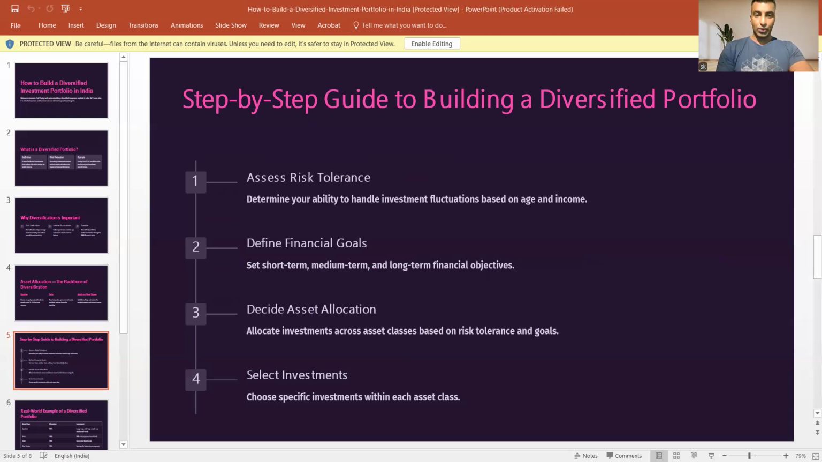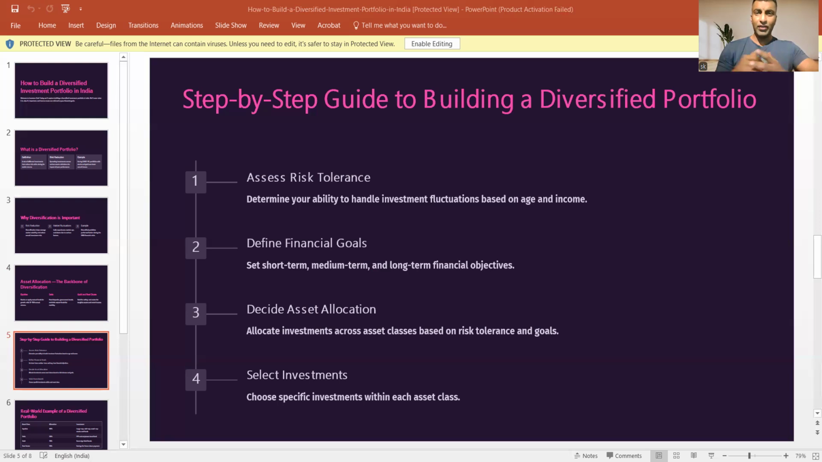Now coming to the step-by-step guide, okay, to build a diversified portfolio. So let's discuss this also in detail. See, first thing first, you need to assess your risk tolerance. That's more important when you plan your portfolio. Your risk tolerance is your ability to handle the fluctuations in the value of your investments. Okay, so you need to have a clear idea about that, and based on that only you're going to invest.